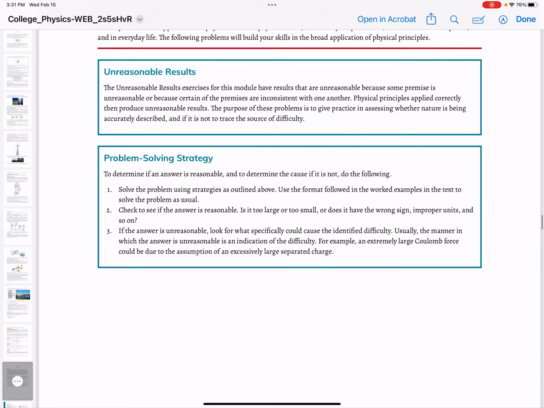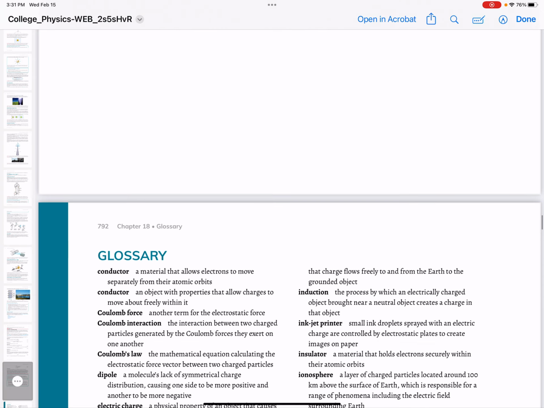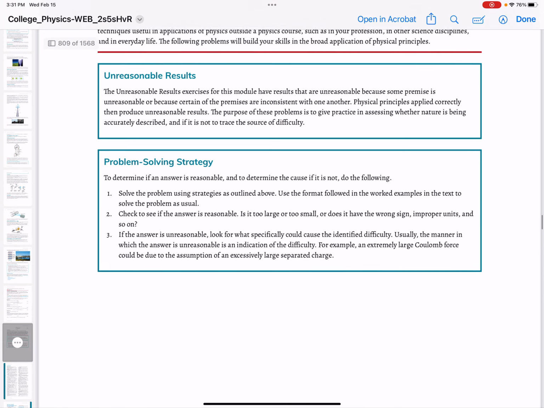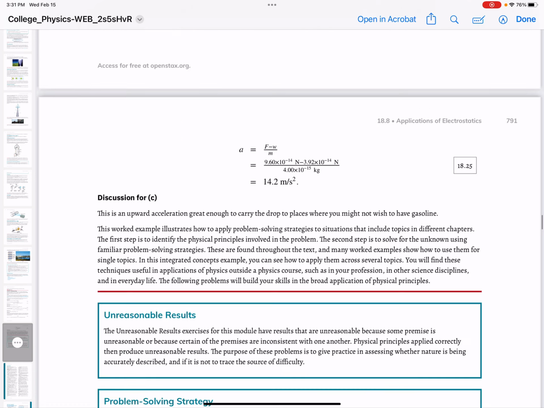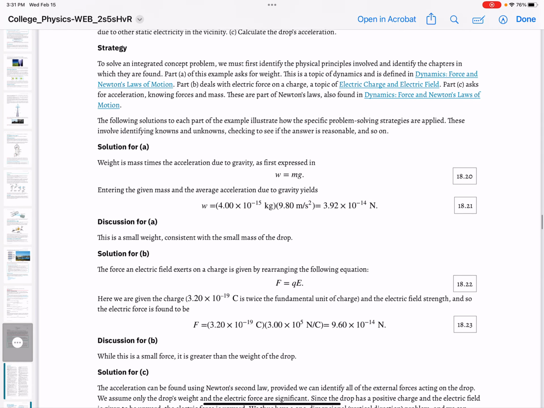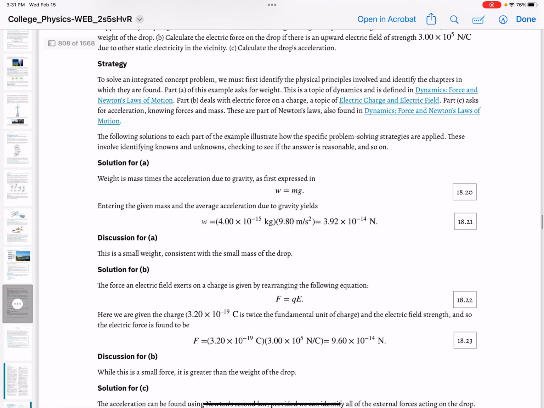And then here's some more problem-solving strategies, which I will talk about. So that's it for this last bit of chapter 18, and I'm going to record another one on chapter 14.